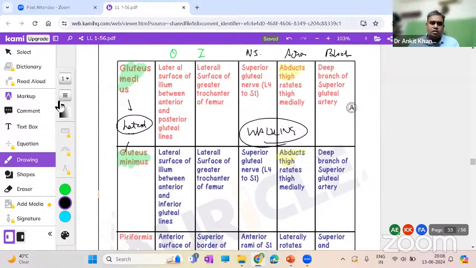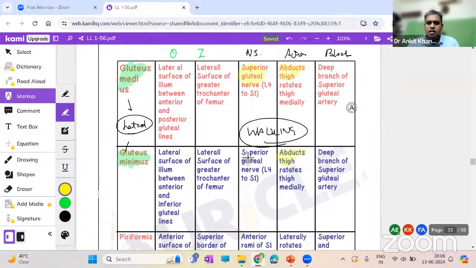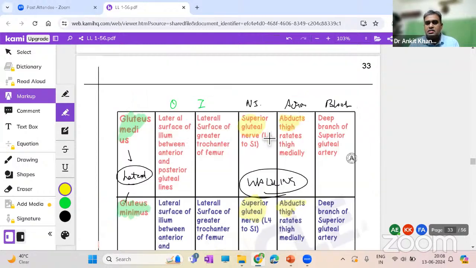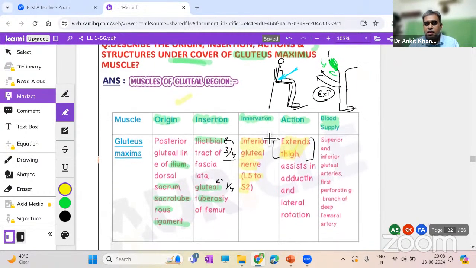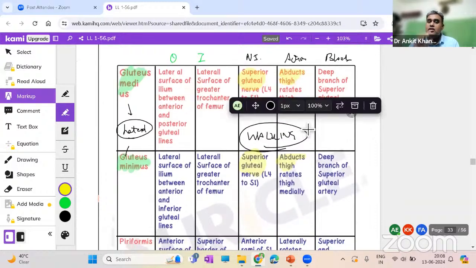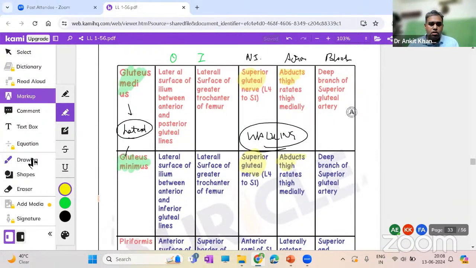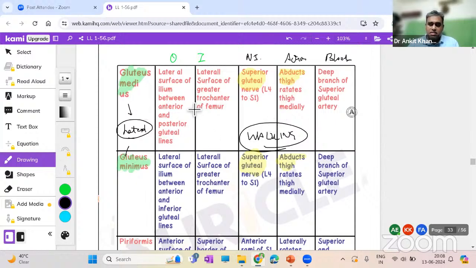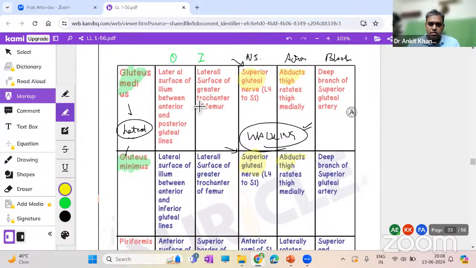Therefore, the nerve supply for these two muscles is the superior gluteal nerve. Remember, for the maximus, it was the inferior gluteal nerve. Look over here: for the medius and minimus, it is the superior gluteal nerve. Why is this nerve so important? Because these muscles help in walking. So if there is a palsy of the superior gluteal nerve, there will be a problem in walking, as you will see later on. We'll discuss waddling gait, lurching gait, and the Trendelenburg sign, because this nerve is important. Then you can see both of them insert on the greater trochanter, which will also come as a question. Where is the greater trochanter present? It is present on the lateral side.